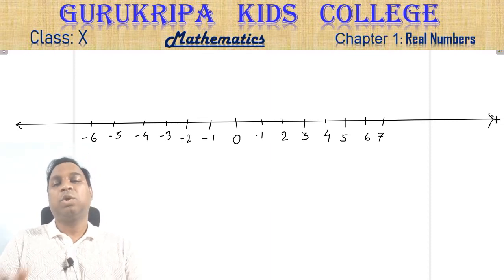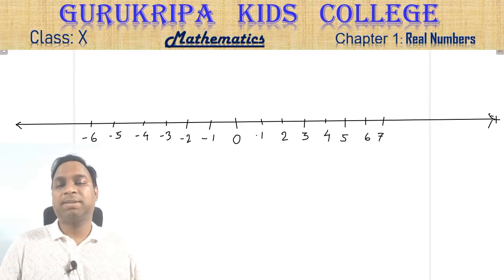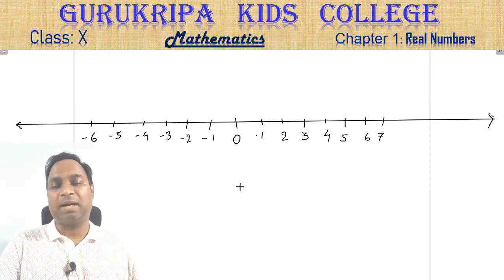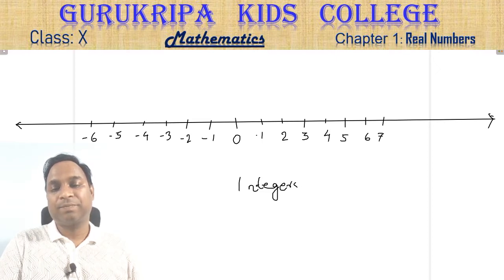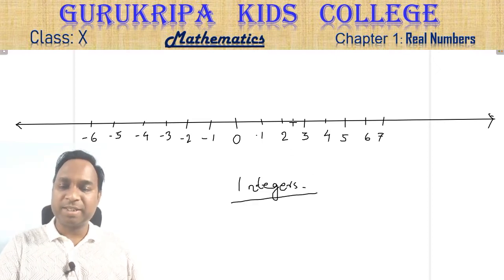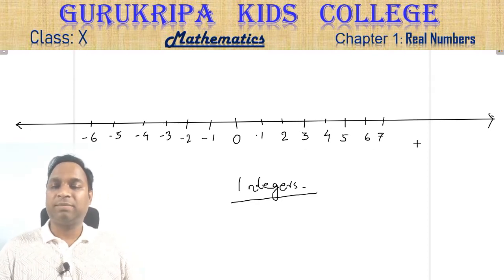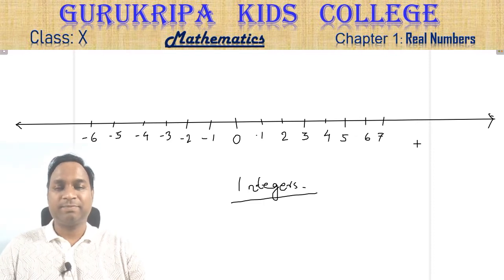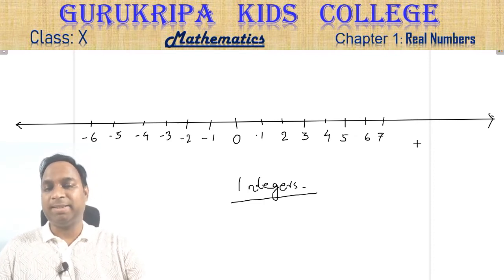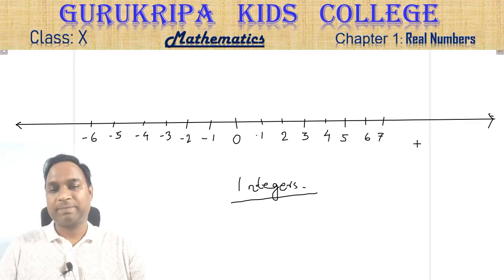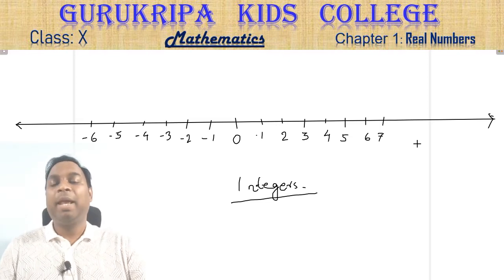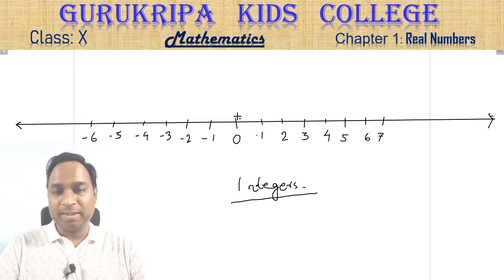Okay. So all the points which are marked on this line are called integers, isn't it? All the points that are marked on this line, 1, 2, 3, 4, 5, 6, and so on, these are all integers. Now where do the rational numbers lie on this line then? Between the points, between the entire thing.